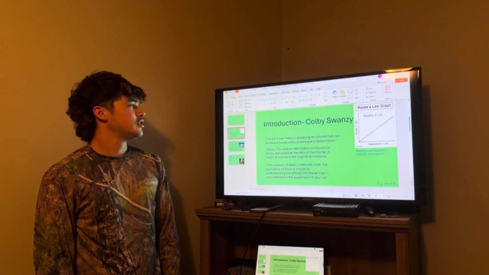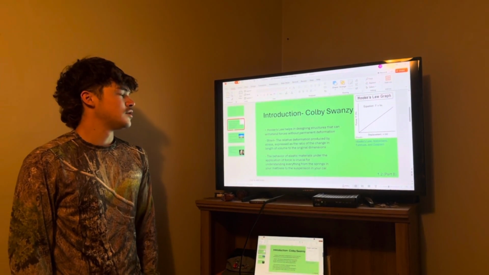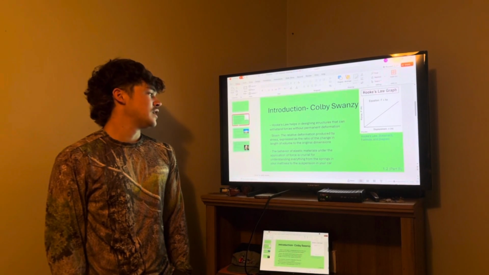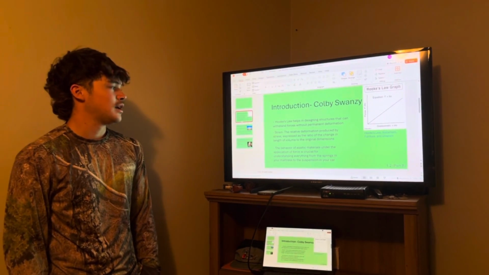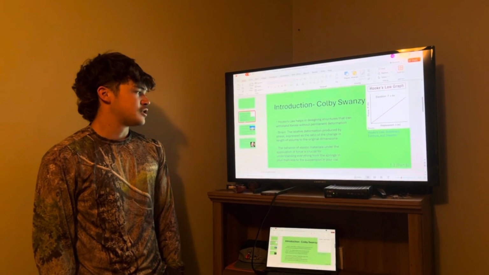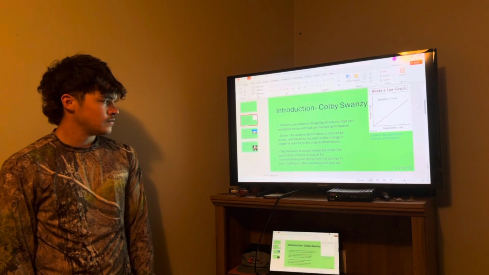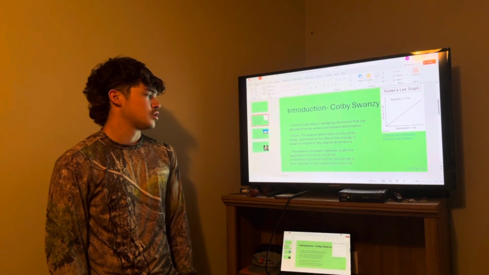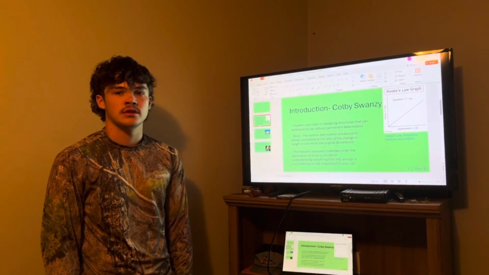This is my introduction to Hooke's Law. Hooke's Law helps in designing structures that can withstand forces without permanent deformation. One of the key definitions for Hooke's Law is strain. Strain is the relative deformation produced by stress, expressed as a ratio of the change in the length or volume to the original dimensions. The behavior of elastic materials under the application of force is crucial for understanding everything from the springs in your mattress to the suspension in your car.